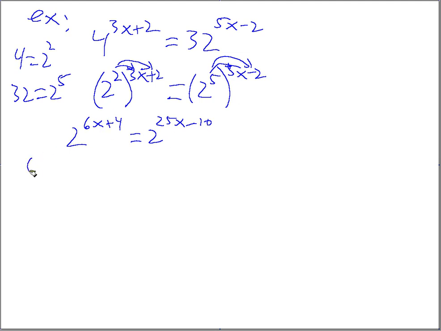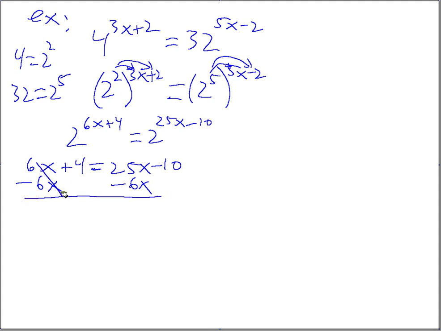Clearly, we can now set the exponents equal to each other. So 25x minus 10. Now we can put the x on one side and numbers on the other side. Just a standard equation to solve. No big deal at all.